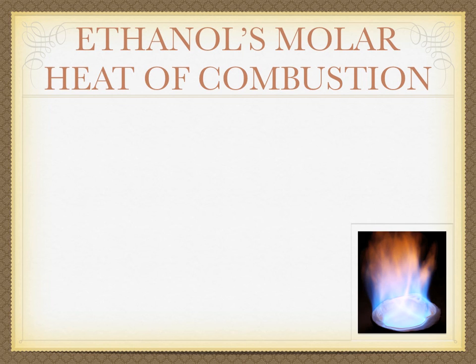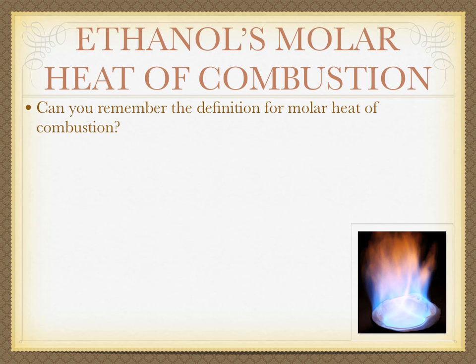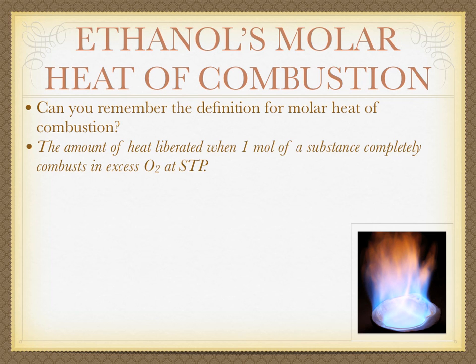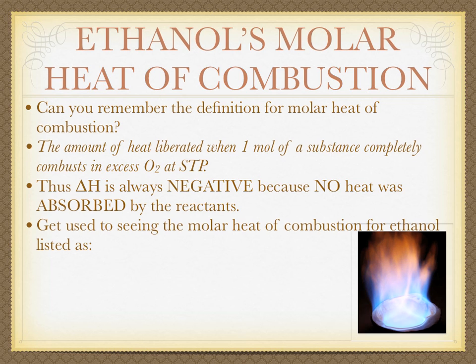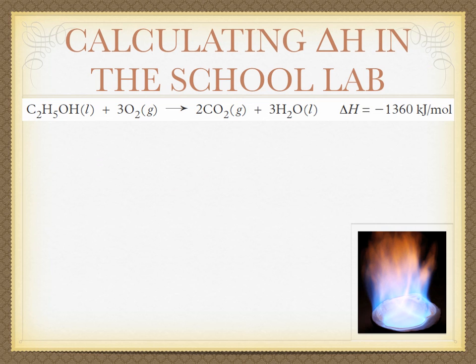The last thing is to look at ethanol's molar heat of combustion. Can you remember what that is? Well, it's the amount of heat liberated when 1 mole of a substance is completely combusted with enough oxygen at standard temperature and pressure. So delta H is negative because no heat was absorbed, it was actually released. Delta H for all combustion is negative, exothermic. You need to get used to seeing the molar heat of combustion for ethanol listed like this. Ethanol, in the presence of oxygen, releases 2 moles of carbon dioxide, 3 moles of water, and delta H is negative 1360 kilojoules per mole.